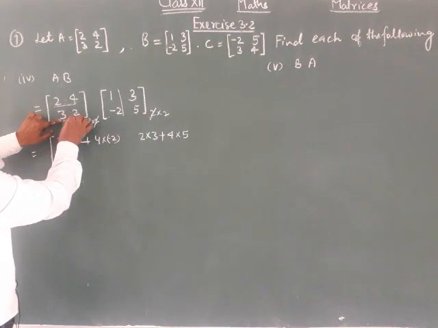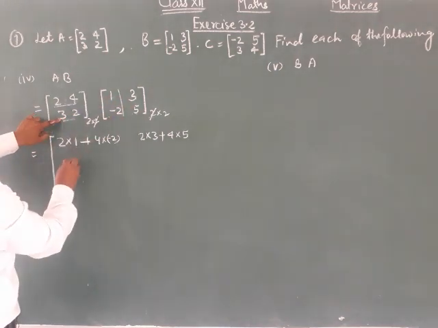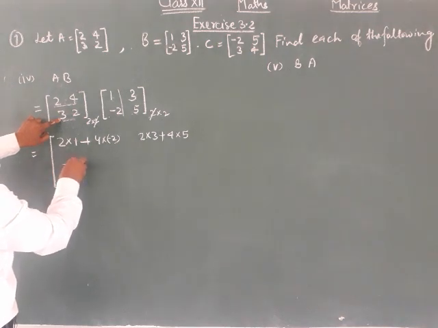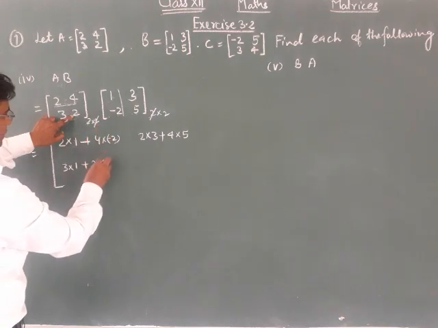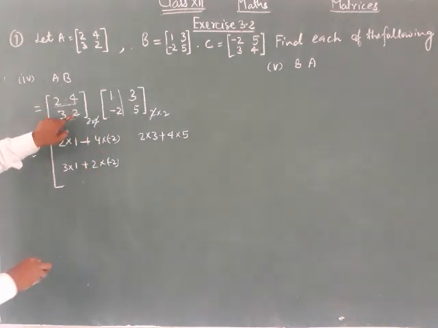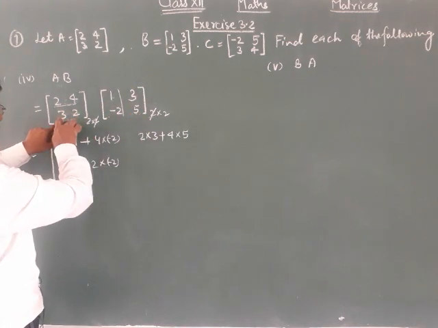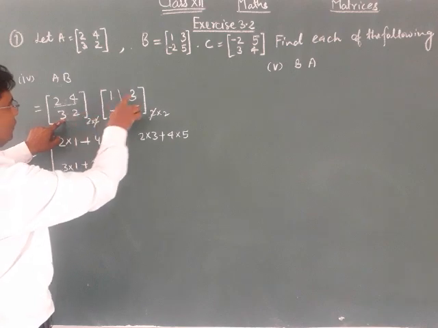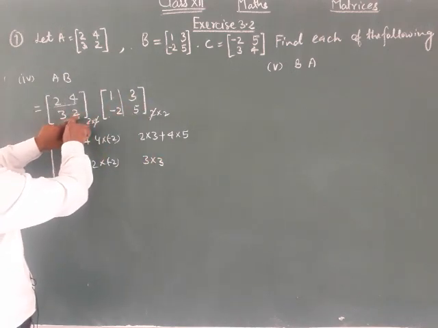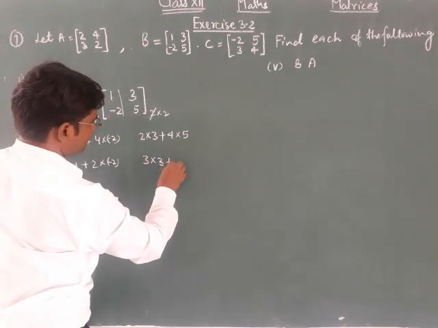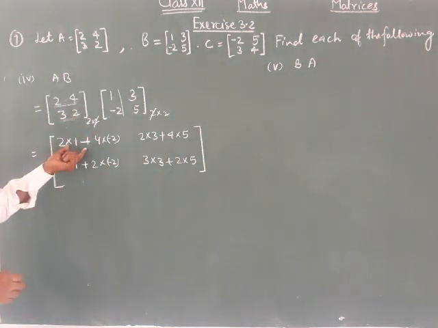The second row and first column: 3 multiplied by 1 plus 2 multiplied by minus 2. And the second row and second column: 3 into 3 and 2 into 5. This is matrix multiplication completed.